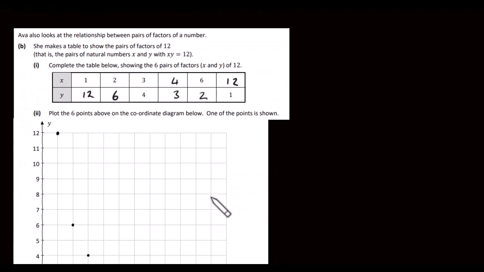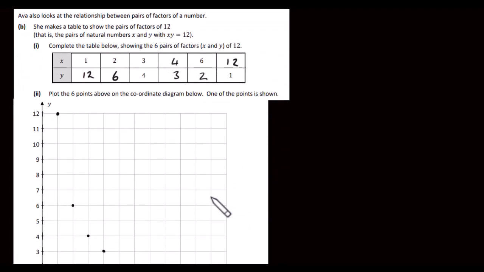Next one, I've kind of done this one, but let's see. Ava also looks at the relationship between pairs of factors of a number. She makes a table to show pairs of factors of 12. That is, the pairs of natural numbers x and y, so that x times y gives you 12. Complete the table below. So I've done that. 1 times 12, 2 times 6, 3 times 4, 4 times 3, 6 times 2, 12 times 1.